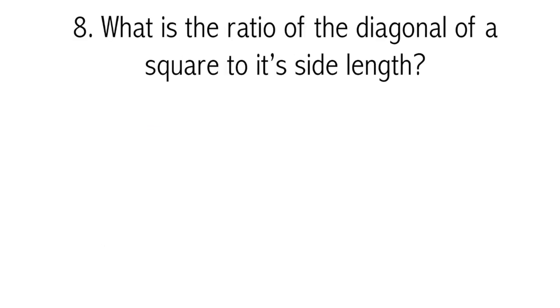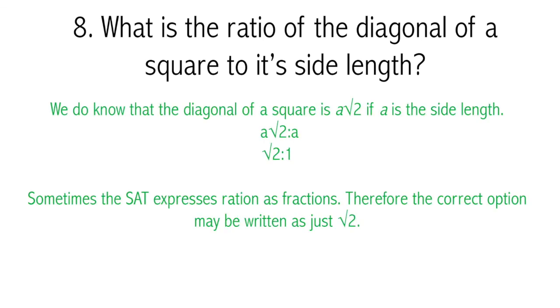Another question that might come is, what is the ratio of the diagonal of a square to its side length, or what is the ratio of the circumference of a circle to its diameter, and things like that. So it's pretty simple. Some of us may know that there is a formula for the diagonal of a square, that is, it is a root 2 if a is the side length. The value of the length of the diagonal is always going to be a root 2. Therefore, the ratio of the diagonal to the side length is a root 2 to a, which is root 2 to 1.